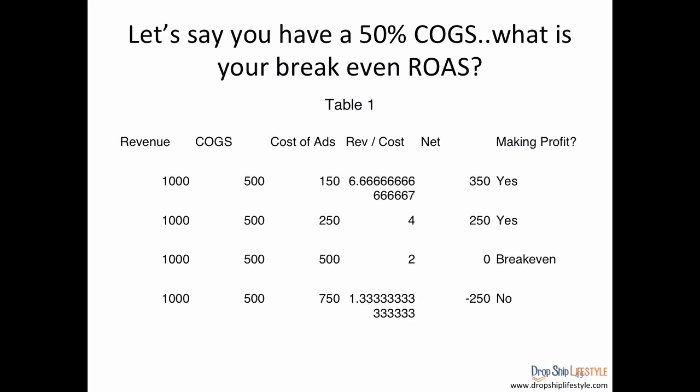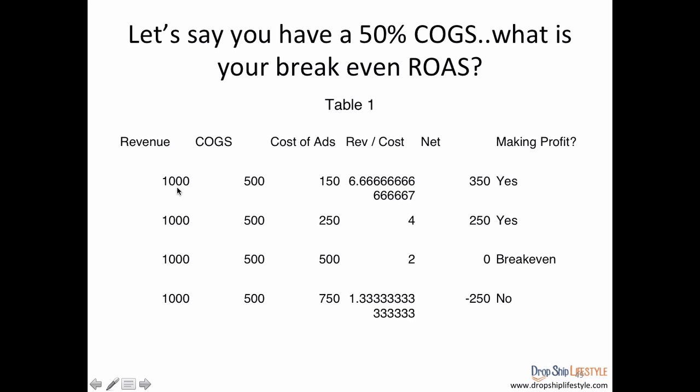So let's say you have a 50% cost of goods sold. As an e-commerce store, when you're setting up your AdWords account, you're really going to want to do this with your cost of goods sold in mind. So let's say you have 50% cost of goods. What's your break-even return on ad spend? Let's take a look at this chart.